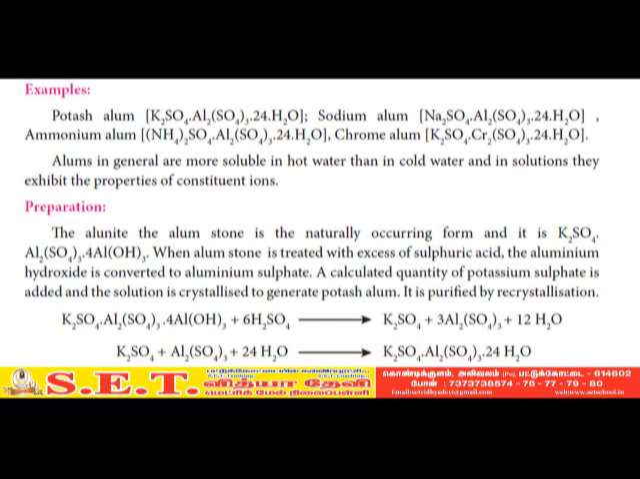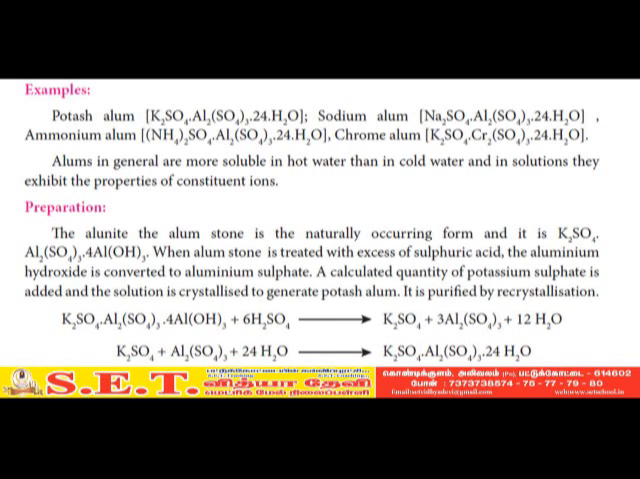Then preparation, very important. It may be asked in a question, so all of you listen and concentrate. Alum is prepared from alum stone, named alunite. The alum stone is treated with an excess of hydrochloric acid. I remind you, it is very important. Alum stone is treated with an excess of hydrochloric acid. The hydrochloric acid converts the hydroxide portion of alum stone into sulfate portion.